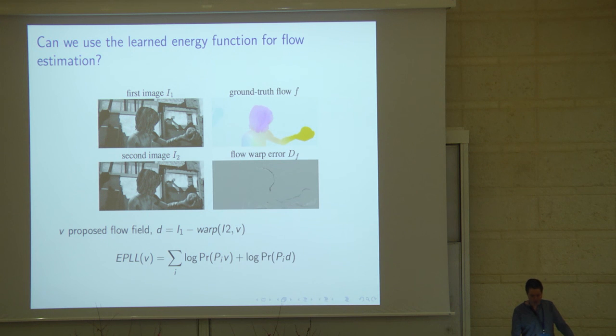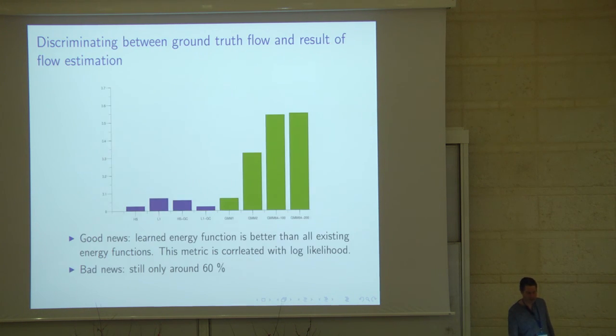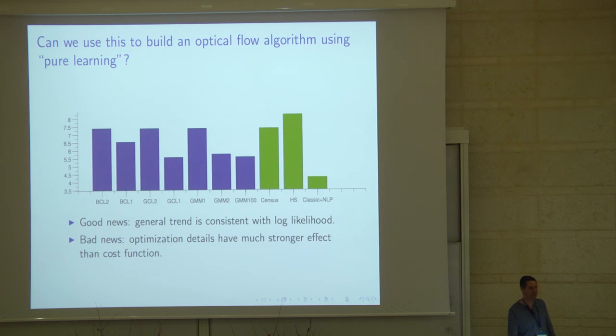This is really a work in progress, so the interesting thing that we want to work on now is, given this learned model, to actually run an algorithm that does the inversion: given two frames, estimate the most likely flow. That turns out to be much harder than we thought. It's a very non-convex problem, and although the general trend is consistent with the log likelihood, the optimization details have a much stronger effect than the cost function.